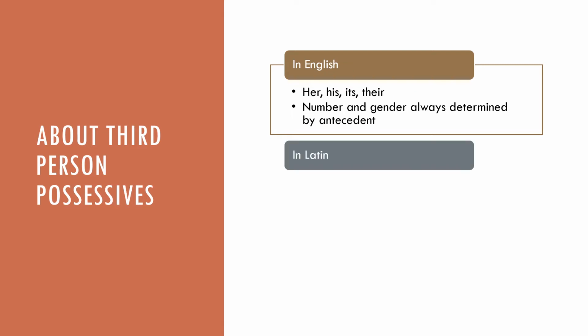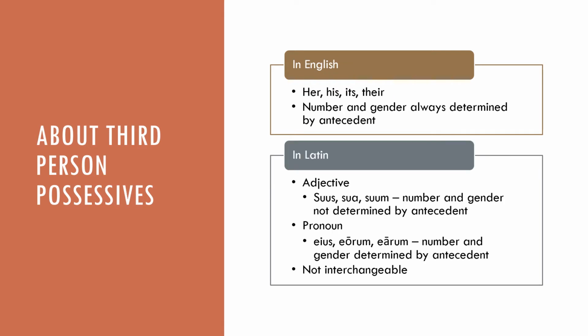In Latin, this is going to be a bit different. In Latin, there is an adjective and a pronoun that is used. The adjective, suus, sua, suum, is going to have its number and gender not determined by the antecedent. While on the other hand, the pronoun, which can be eius, eorum, or earum, that number and gender will be determined by the antecedent. It's also important to know that the adjective and the pronoun are not interchangeable in Latin.